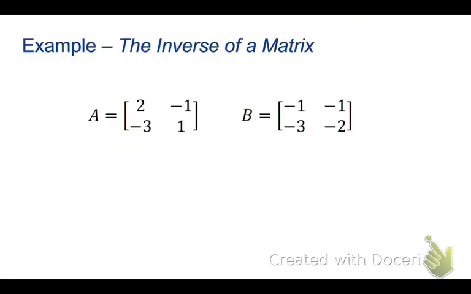Okay, so inverse matrix. We need to see if these are inverses. So I need to do AB and I need to do BA. So let's see, we have -2 plus 3, and -2 plus 2, and 3 minus 3, and 3 minus 2. Hopefully I did that right.